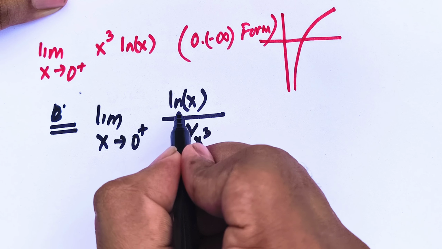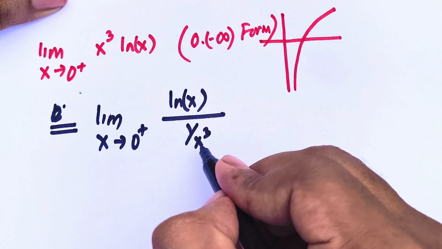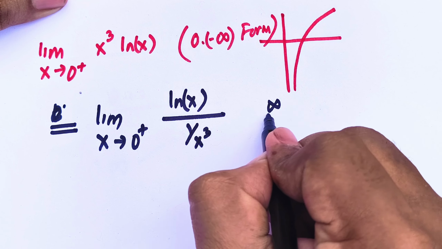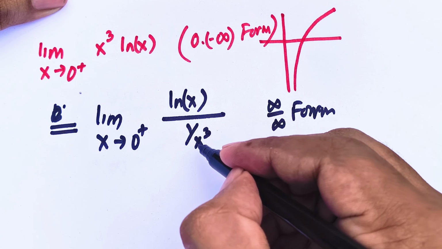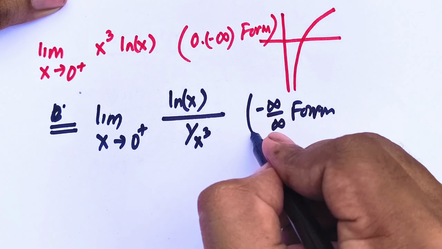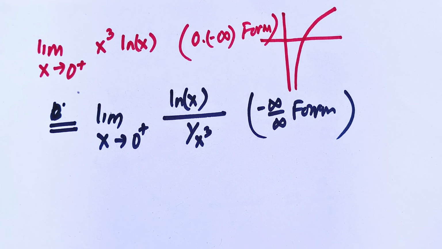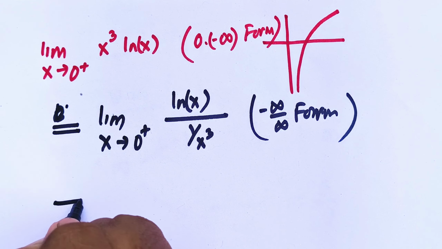Now let's see what is ln x. Ln x goes to minus infinity and this goes to infinity, so it is infinity over infinity form. More precisely, it goes to minus infinity and this goes to infinity, so minus infinity over infinity, which is also an indeterminate form, and we can apply L'Hopital rule.